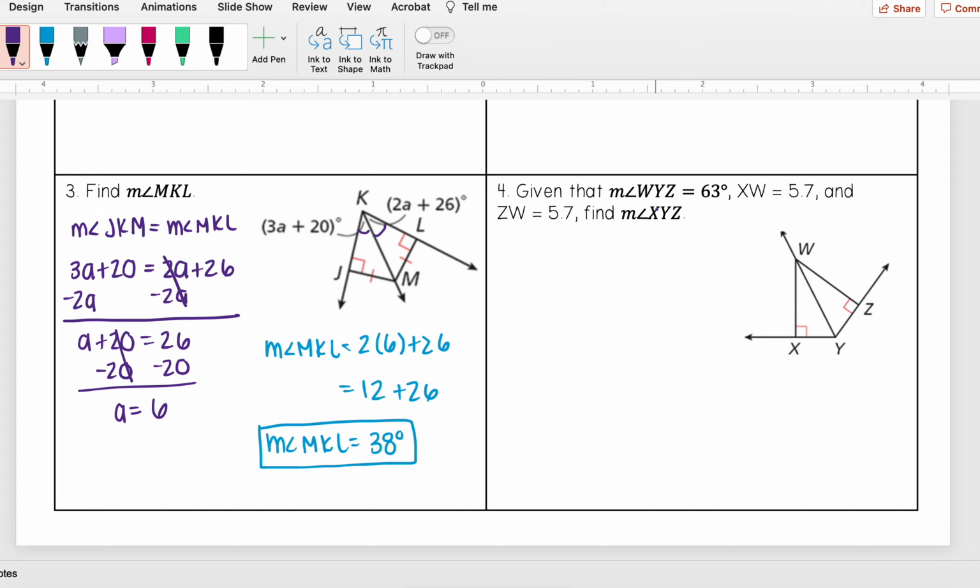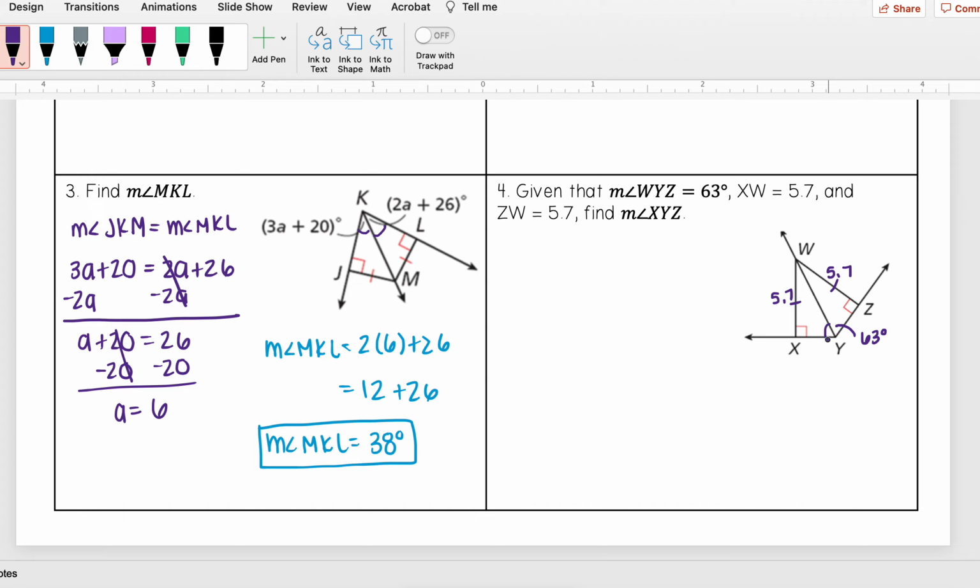Okay, now for this last one, it says that given that WYZ is equal to 63 degrees, so WYZ, that's this angle right here, XW is equal to 5.7, and ZW is equal to 5.7, find the measure of angle XYZ. So I want to find this entire angle. So looking at this information I'm given, I notice that I have two sides that are congruent. And so I know from the converse that WY is the angle bisector of XYZ.